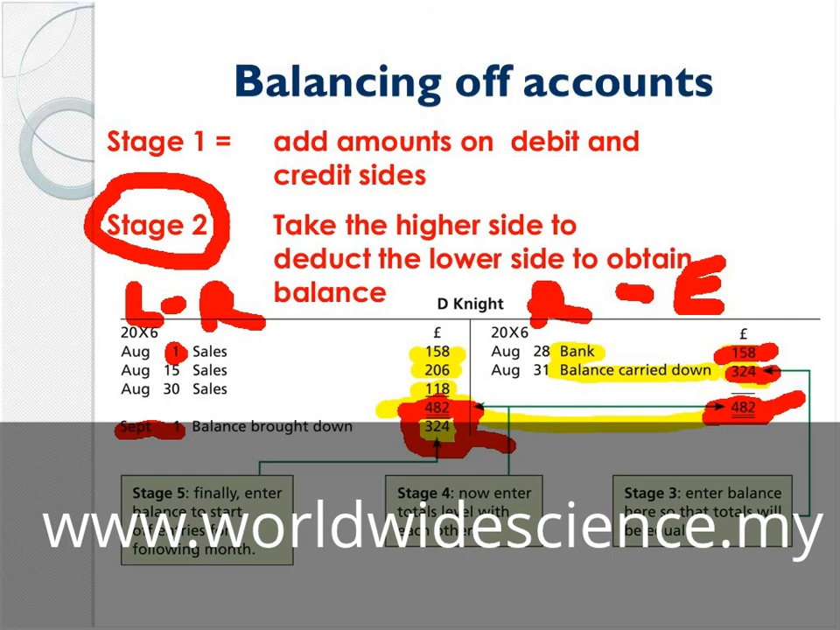But as you remember, we carried the balance down for 324. We show here the balance brought down for 324, and it will always be moved to the next month. On the next month, we're going to show the 324 that has been carried down. This is how we balance the accounts.